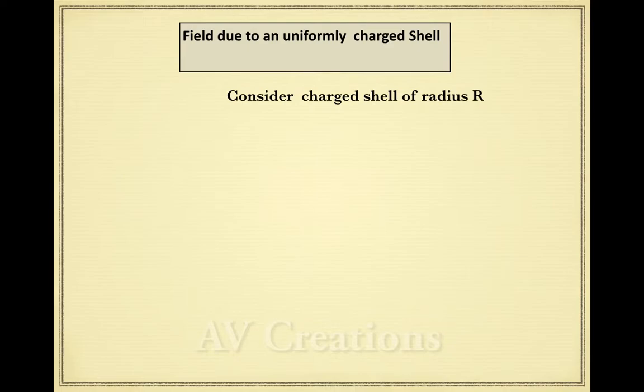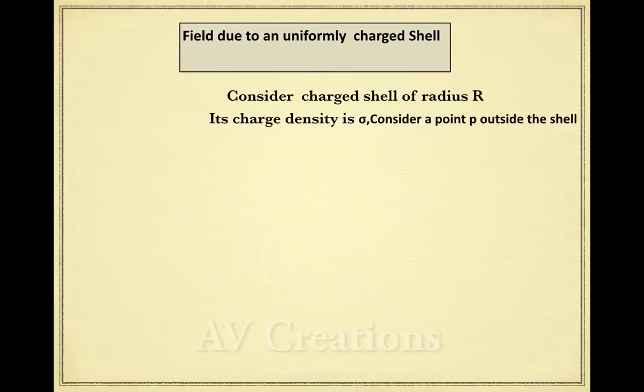Consider a charged shell of radius r. Its charge density is sigma and we are considering a point P outside the shell. It is the shell which is having charge q. The radius of the shell is r and this is the point outside the shell.